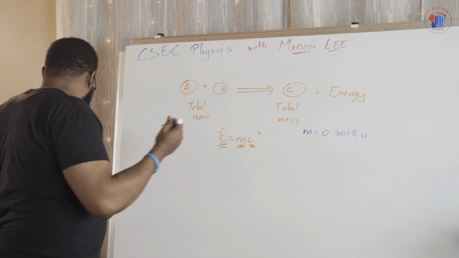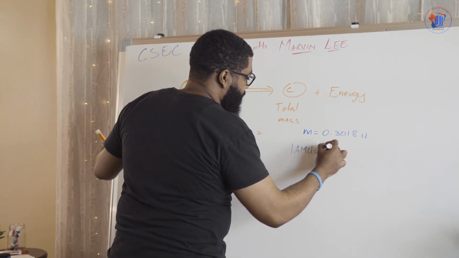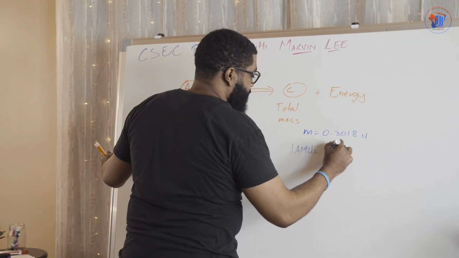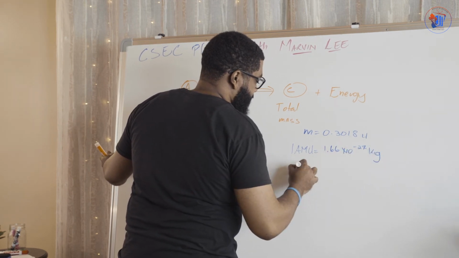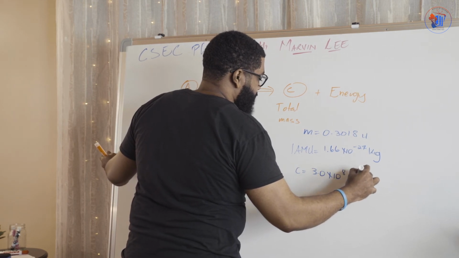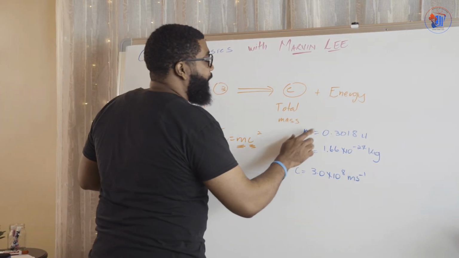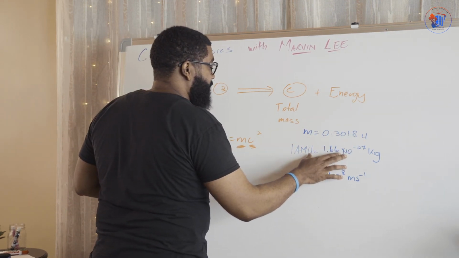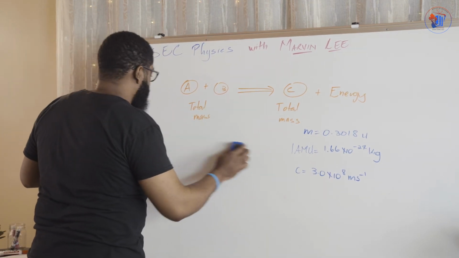Now, 1 AMU is equal to 1.66 by 10 to the minus 27 kilograms. And the speed of light is rounded up to 3.0 by 10 to the 8 meters per second. So, we know mass, but in atomic mass units. And we have to convert this mass into kilograms. How do we do that? Nothing complicated, very simple.